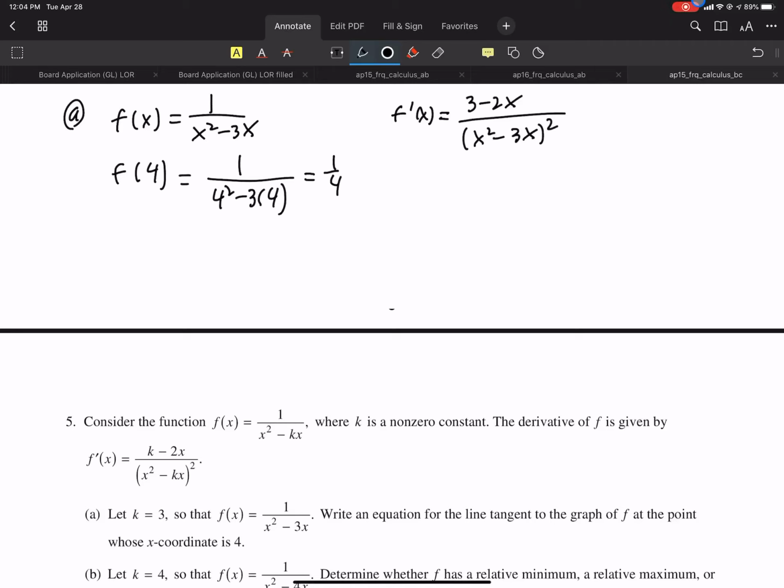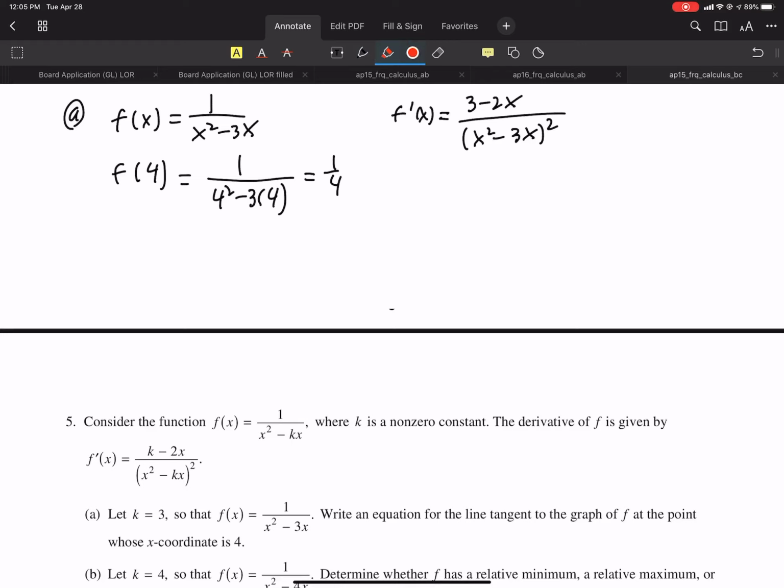Hello, mates. This is 2015, Calculus BC, question number 5. This one looks pretty straightforward, so let's do it. I've already pre-written some information there for you.